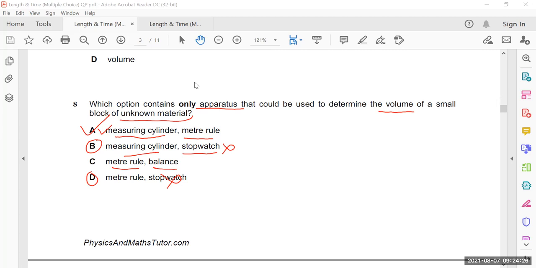Here in the chat box, Aaron said it's A. Satria said it's A. Arjun also, your answer is correct, A. Rishikesh also, your answer is correct, A. Okay, now let's move to the next question.